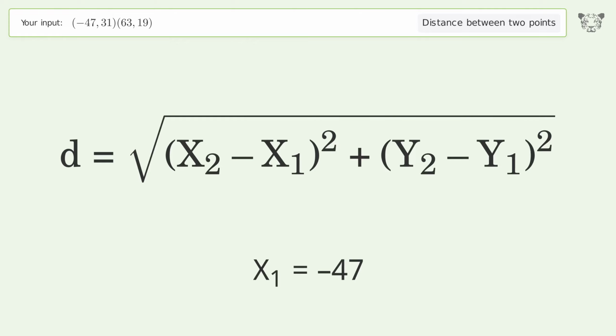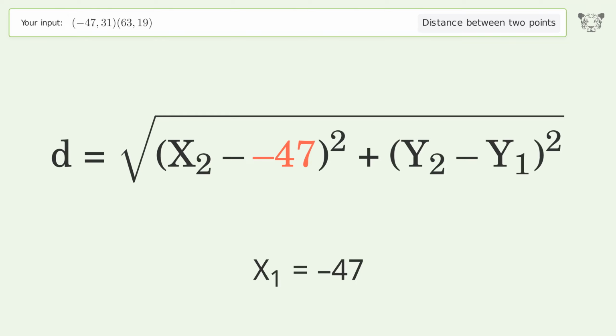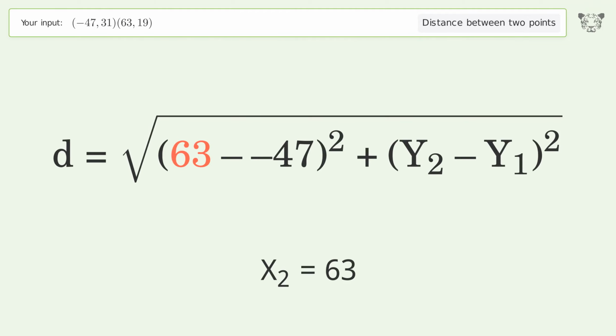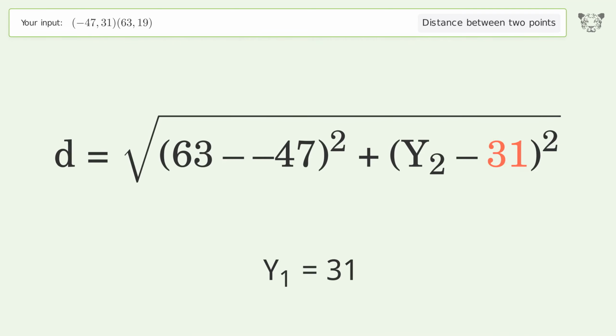x1 equals -47. x2 equals 63. y1 equals 31. y2 equals 19.